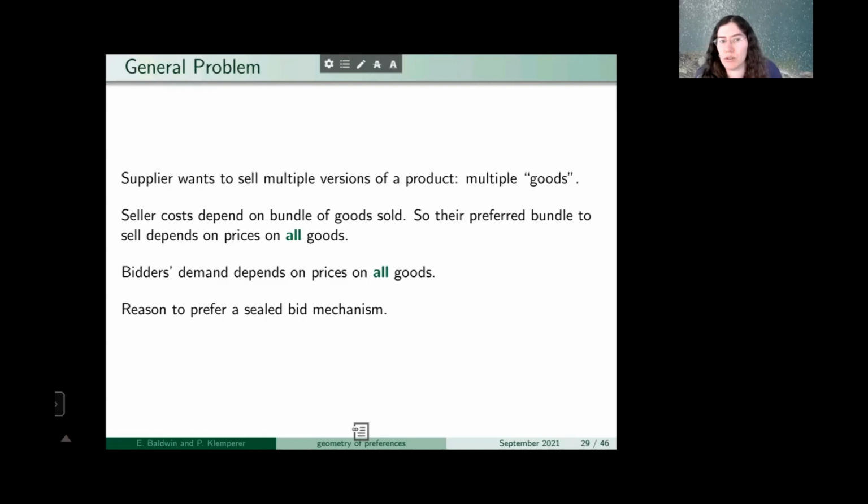And also we're assuming that there is some reason to prefer a sealed bid mechanism. So in these financial settings, that's clear. You wouldn't want to run a procedure that took a finite amount of time if there were interactions with financial markets. That would lead to instabilities and problems. So you want a simple sealed bid mechanism if you're talking about a central banking auction.